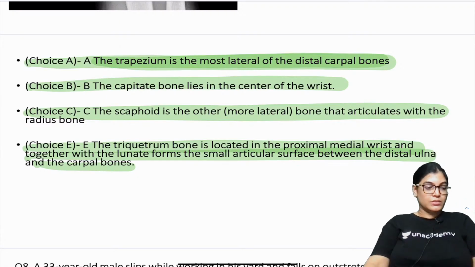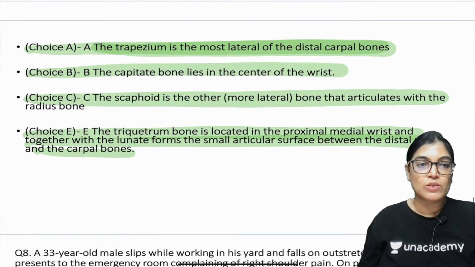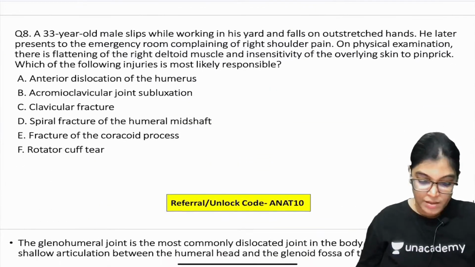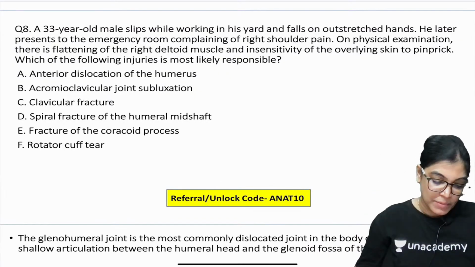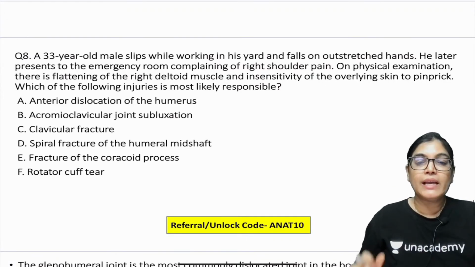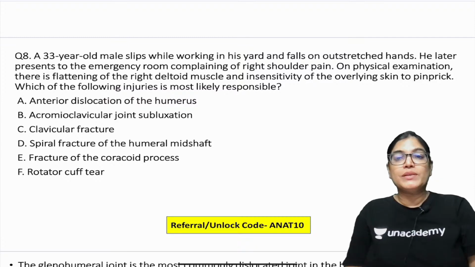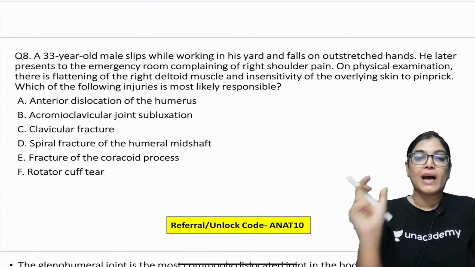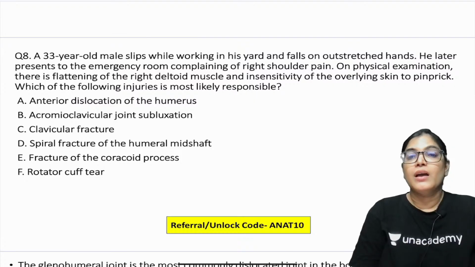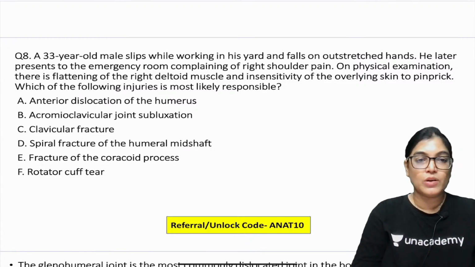Okay, so let me come up with the next MCQ, that is MCQ number 8. A 33-year-old male slips while working in his yard and falls on an outstretched hand. He later presents to the emergency room complaining of right shoulder pain. On physical examination, there is flattening of the right deltoid muscle and insensitivity of the skin to pinprick. Which of the following injuries is most likely the reason for the condition?